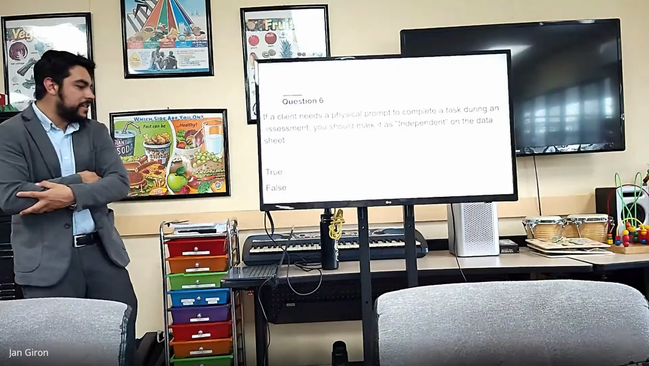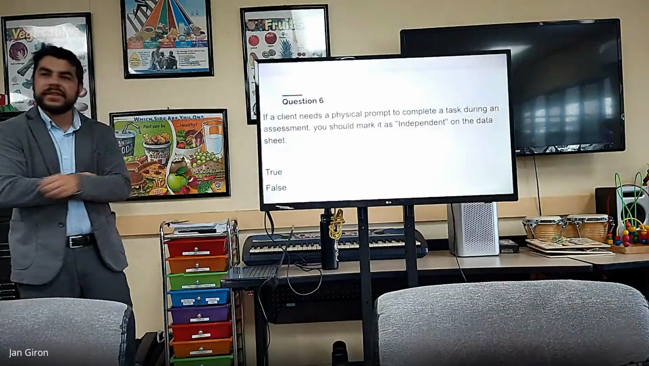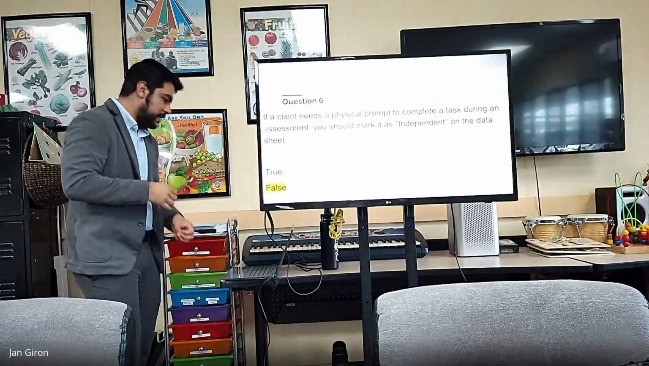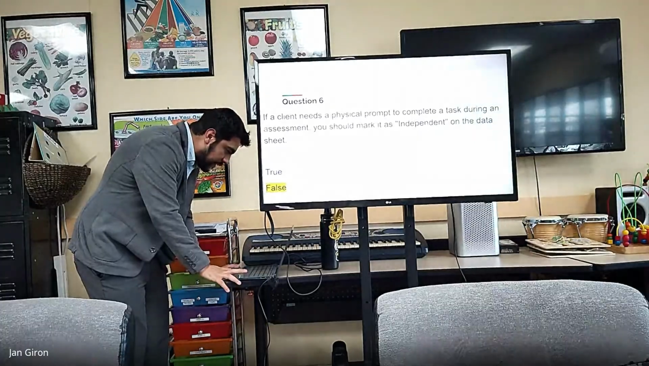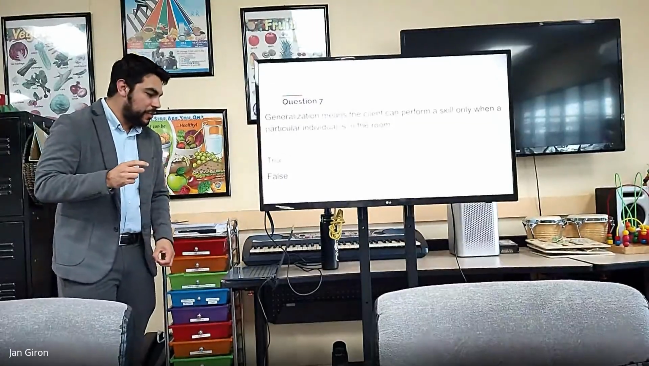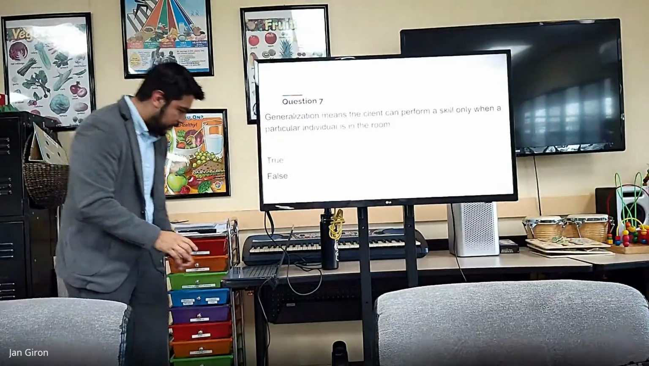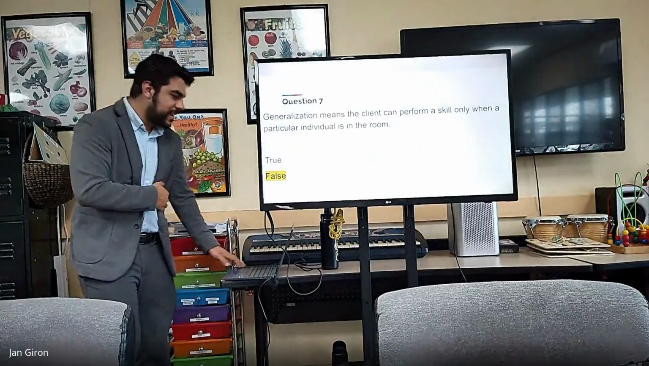True or false? If a client needs a physical prompt to complete a test or an assessment, you should mark it as independent. False. Yes, that is false. If they need a prompt, then it's not independent by definition. That's one. Generalization means the client can perform a skill only when a particular individual is in the room. Yes, false. You guys got it.